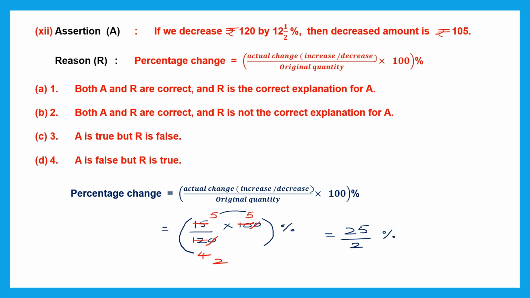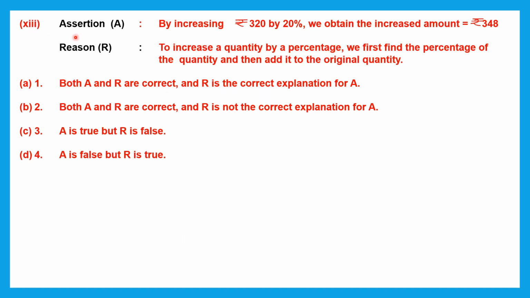25 by 2 percentage. Now let's convert 25 by 2 into a mixed number. Divide 25 by 2. 2 into 12 is 24. What is left is 1 to make it 25. 1 by 2. 12 1 by 2 percentage. That means the percentage change is 12 1 by 2, which we found, which is given to us in the assertion, 12 1 by 2. That means reason R is also true and it is the right explanation for assertion A. So what is our answer? Our answer is option A, that is both A and R are correct and R is the correct explanation for A.